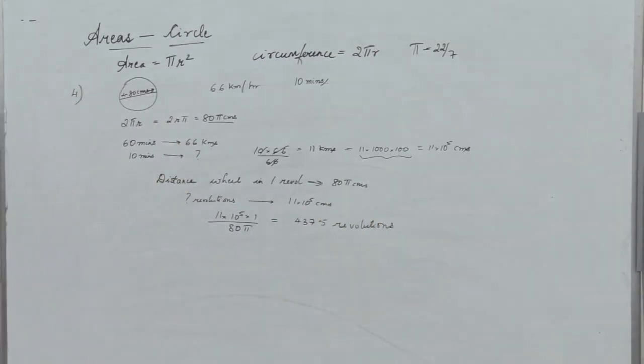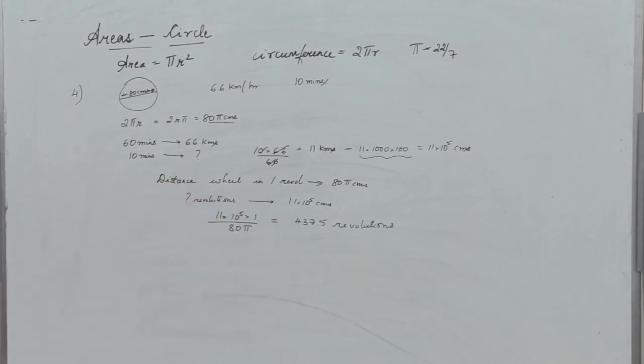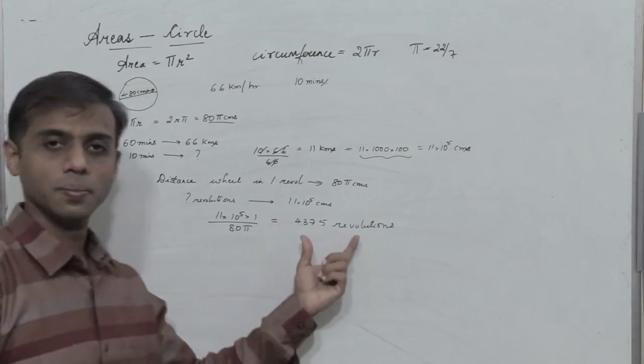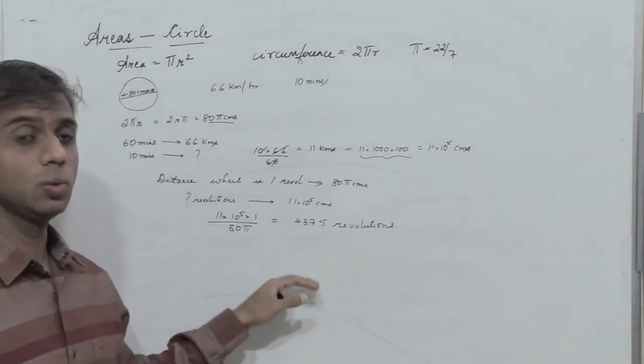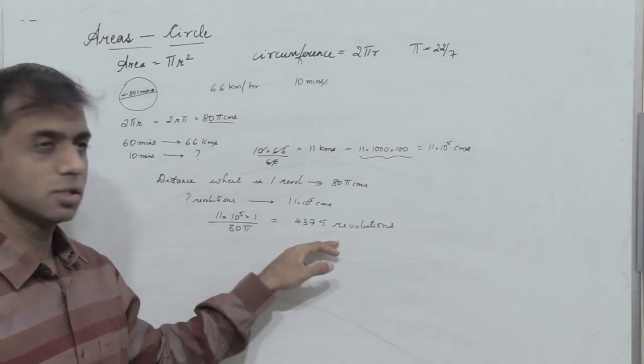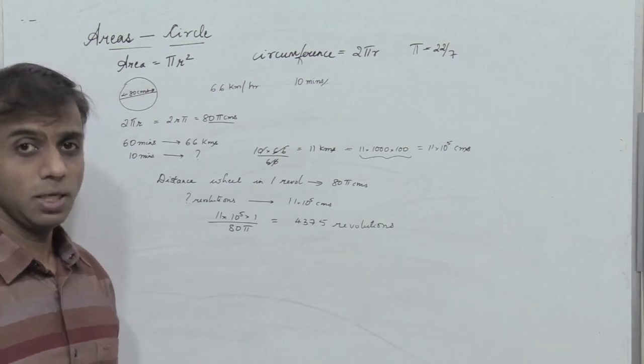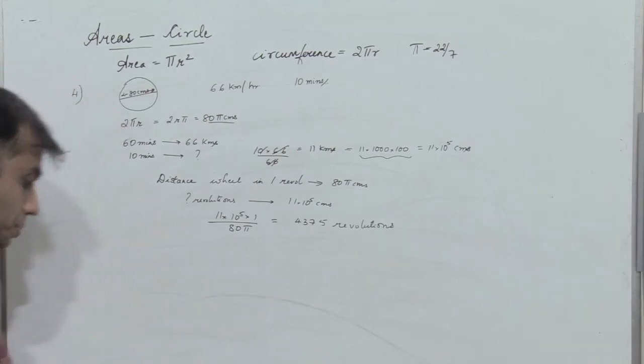Right? So we have 11 into 10 power 5 centimeters into 1 divided by 80 pi. So these many revolutions would be required, or the wheel would go through these many revolutions if the car travels for a period of 10 minutes.